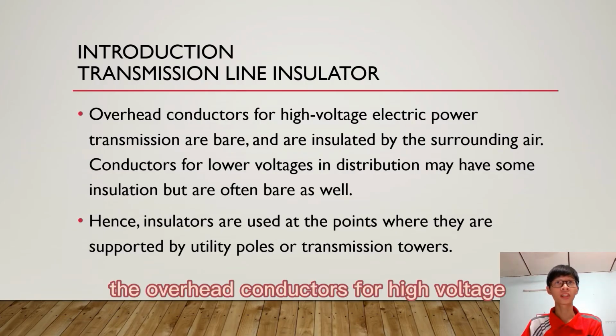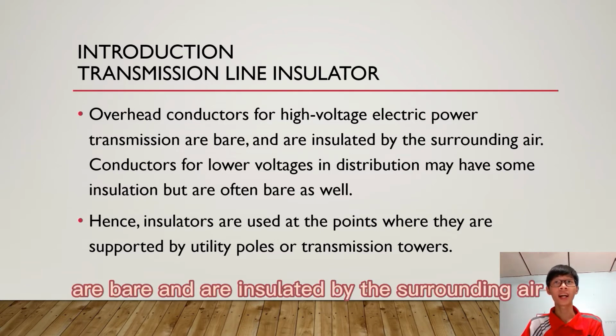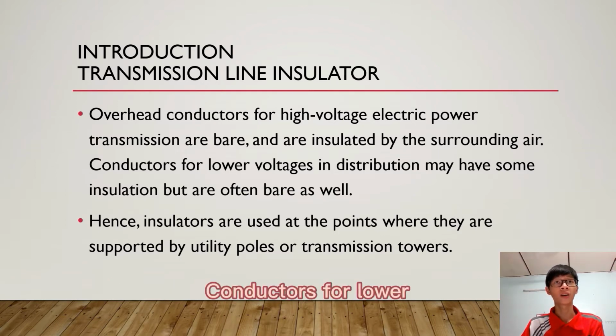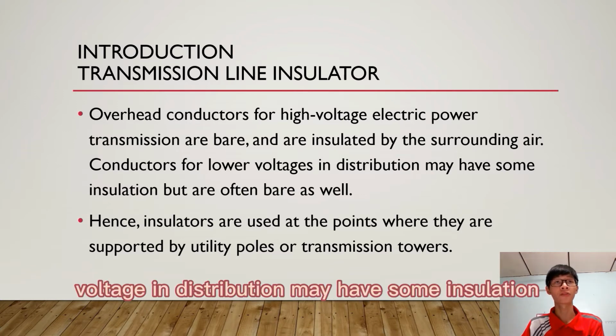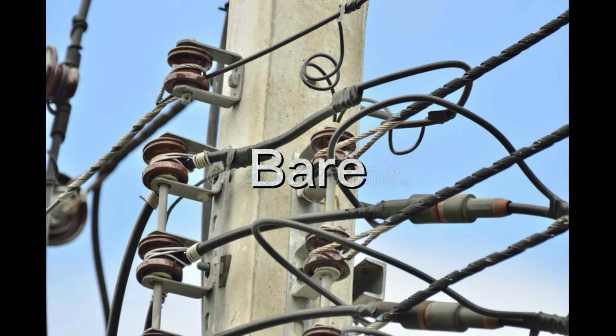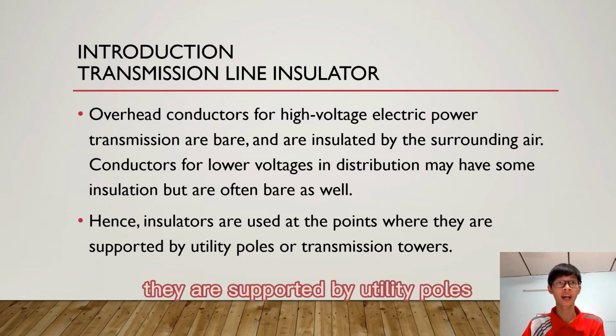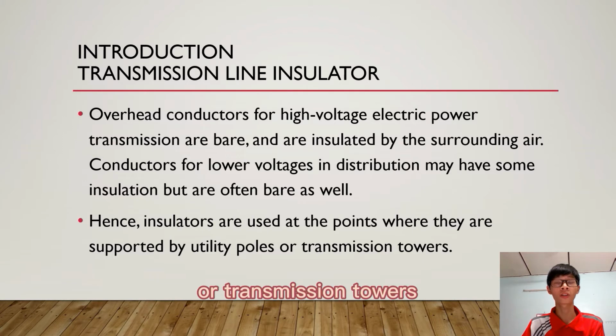The overhead conductors for high voltage electric power transmission are bare and are insulated by the surrounding air. Conductors for lower voltage in distribution may have some insulation but are often bare as well. Hence, insulators are used at the points where they are supported by utility poles or transmission towers.